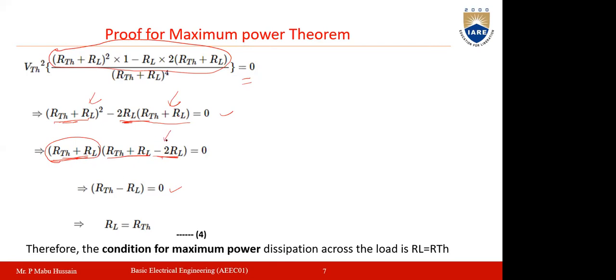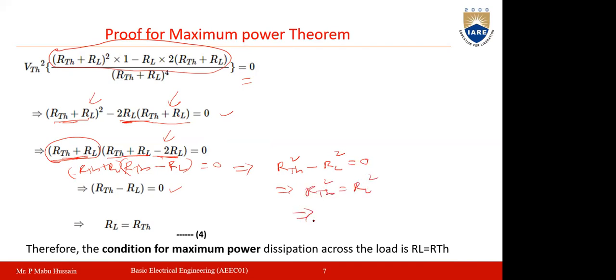So from this expression, R Thevenin plus RL minus 2 RL gives R Thevenin minus RL, and from this R Thevenin plus RL, which will be equal to 0. Now this can be written as R Thevenin square minus RL square is equal to 0. So R Thevenin square is equal to RL square, or you can even write it as R Thevenin is equal to RL. You can derive it like this also.